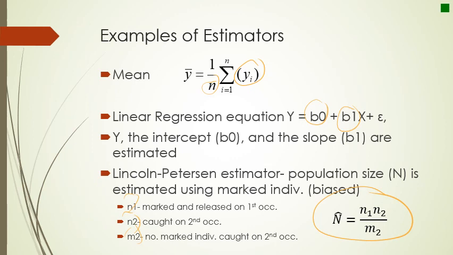It's fairly simple to adjust this estimator to make it unbiased. You add 1 to N1, 1 to N2, and 1 to M2, and then subtract 1 from that overall product. But just want you to be aware that some of these estimators that we commonly think about actually have biases associated with them. So you want to make sure you're using the unbiased version of those estimates.